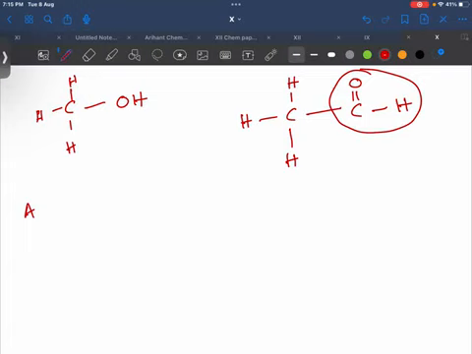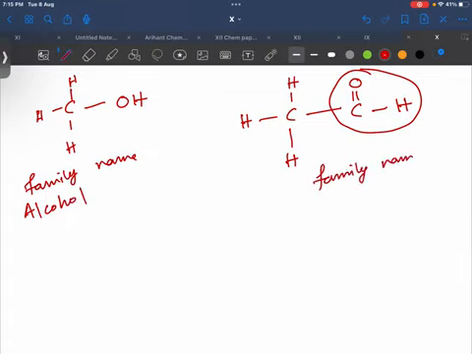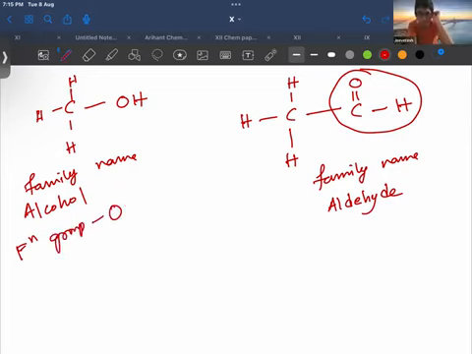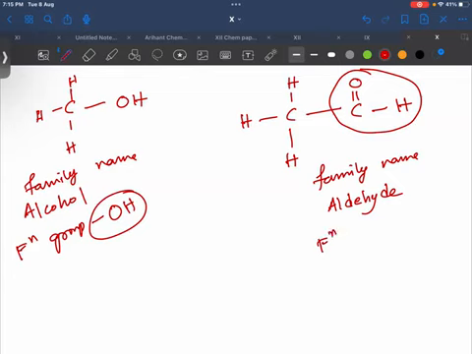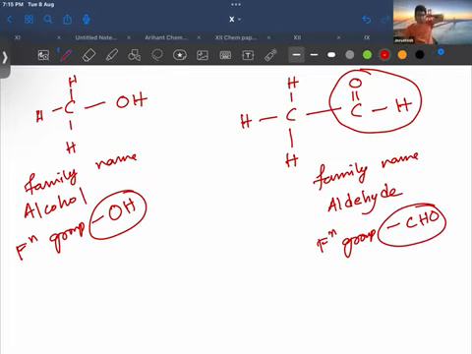See, this family name is alcohol. Here the family name is aldehyde. The functional group here is OH. Here the functional group is written as CHO. The way we write OH, the functional group here is CHO. So CHO is capital. Yeah, CHO capital है functional group, right? Like it's the name of the atom.